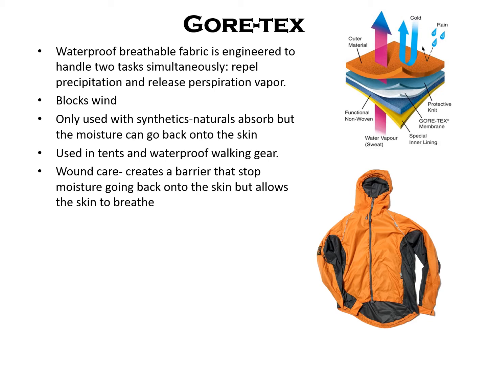Gore-Tex is a fabric that uses layers to prevent water from coming in but keep perspiration out. It's a waterproof, breathable fabric. You can see at the side with the picture, it has an outer Gore-Tex material that keeps the cold and the rain out, but the layers underneath let water vapour or sweat come from underneath. It blocks wind and it's only used with synthetic fabric.